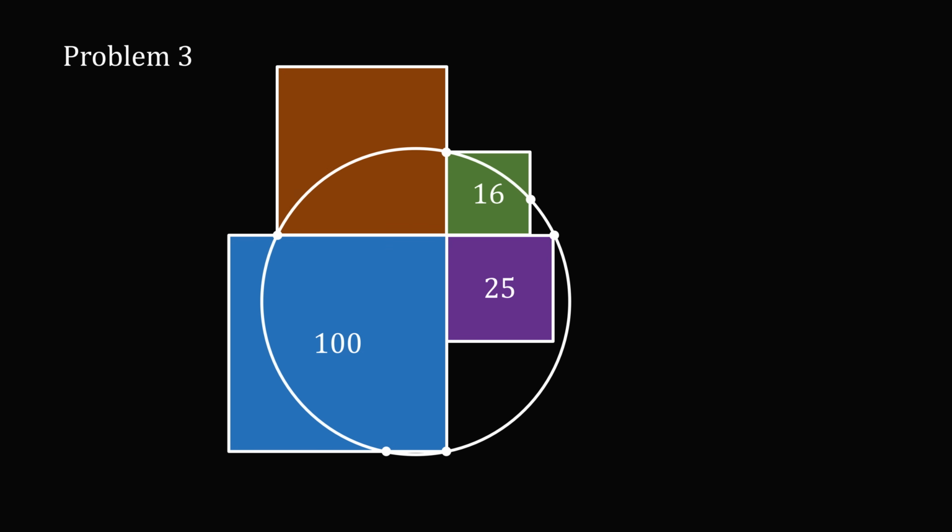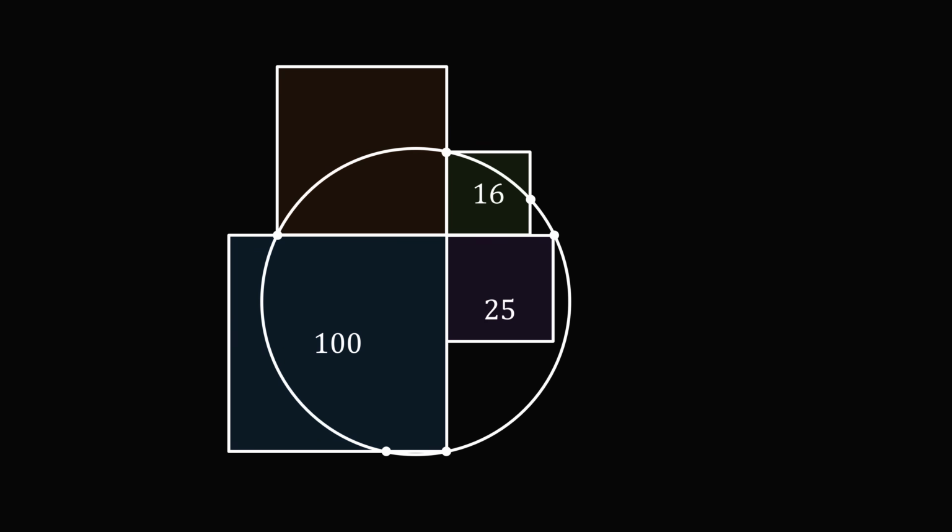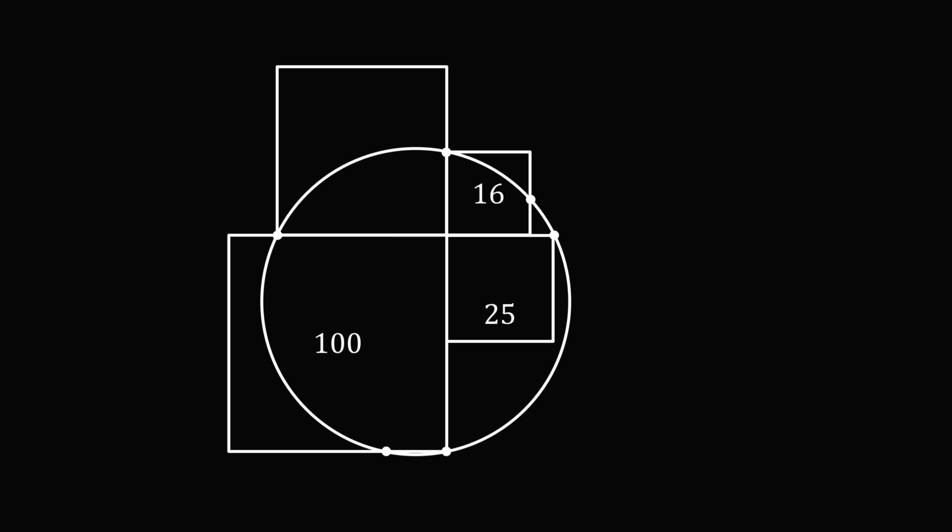So now let's solve problem 3. The first thing we'll do is calculate the side lengths of each square. So the square with area of 16 will have a side length that's equal to 4. The square with area of 100 will have a side length equal to 10. The square with area 25 will have a side length equal to 5. Finally, let the rest of this chord have a side length that's equal to x.